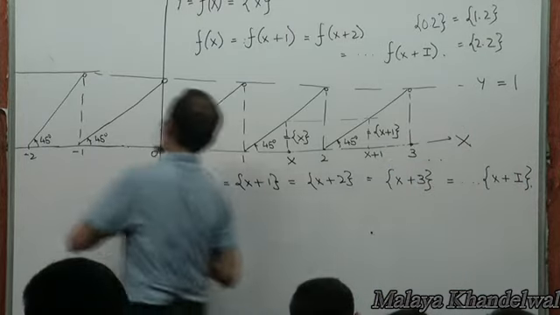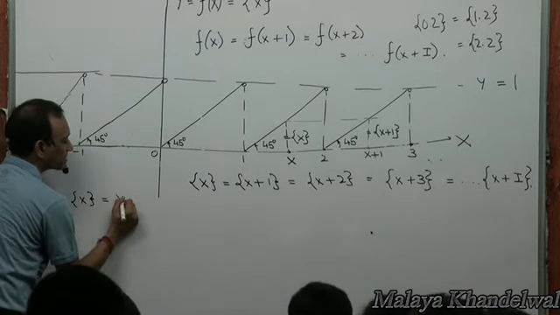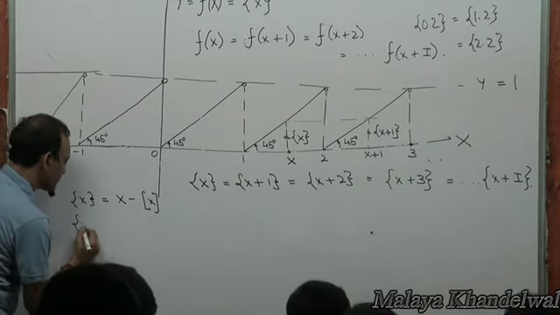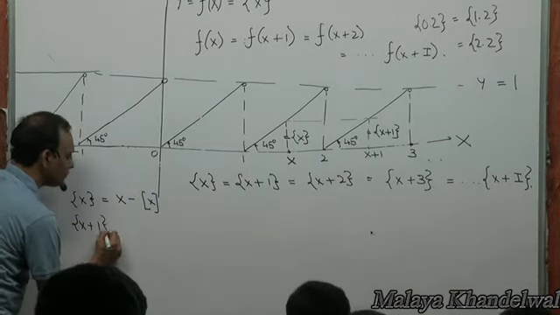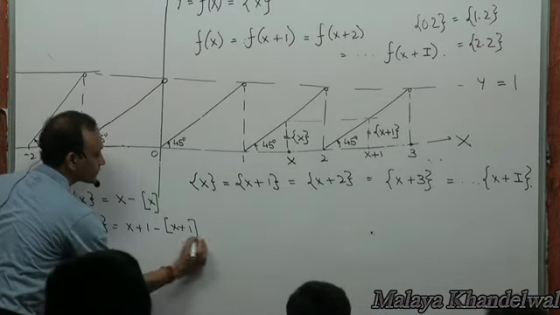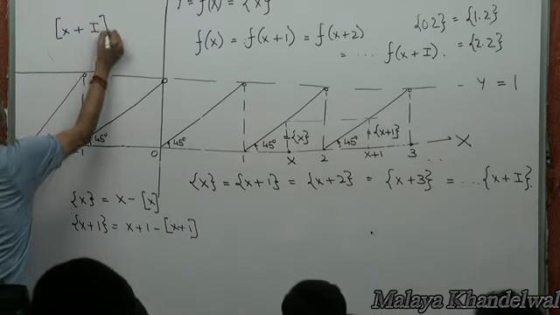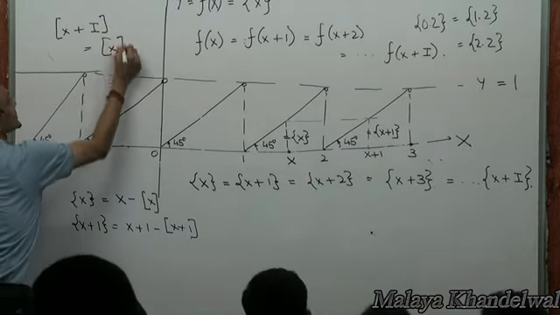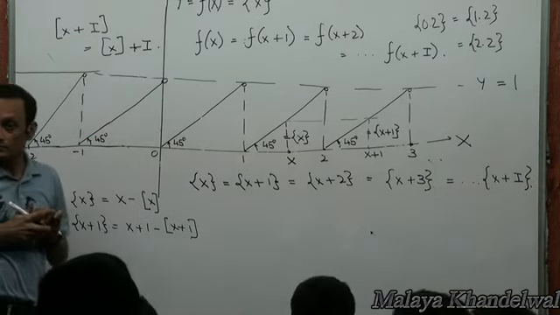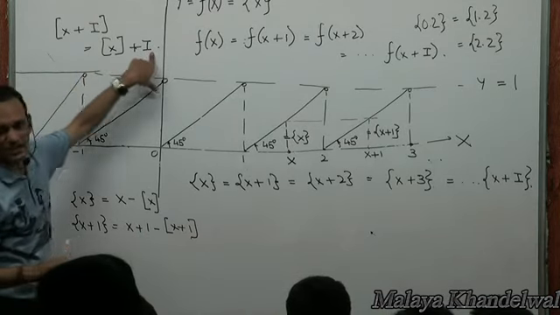And you can also see that if the fractional part of x is x minus box x, then the fractional part of x plus 1 will be x plus 1 minus box of x plus 1. Did I not tell you that box of x plus an integer is the same as box of x plus I? Box of x plus an integer is box x plus I.